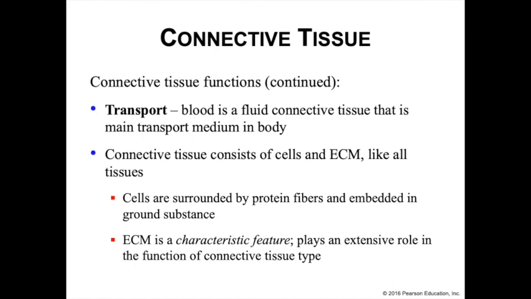Transport is kind of the tricky one. So don't forget, blood is actually going to be a type of connective tissue. And it's going to transport oxygen, carbon dioxide, can transport ions, nutrients, proteins, basically whatever you want to transport. Blood is going to transport it. It falls into that connective tissue category.